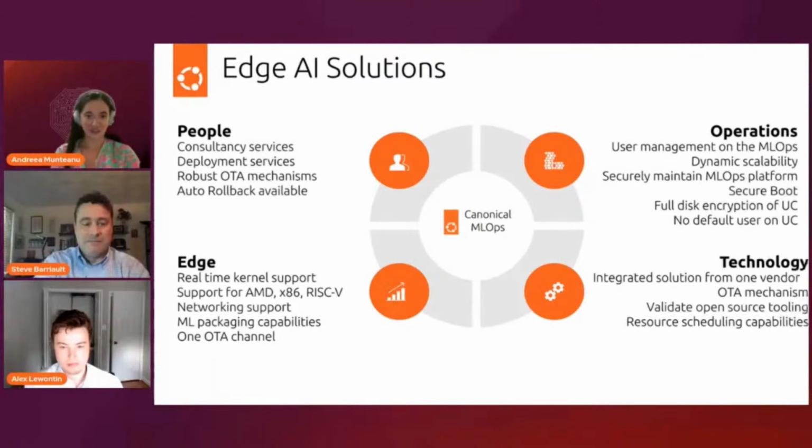I think a third thing that is important in devices is the OTA mechanisms. You can update models, you can update devices, you have the auto rollback in case something fails, and at some point it will, whether we like it or not.